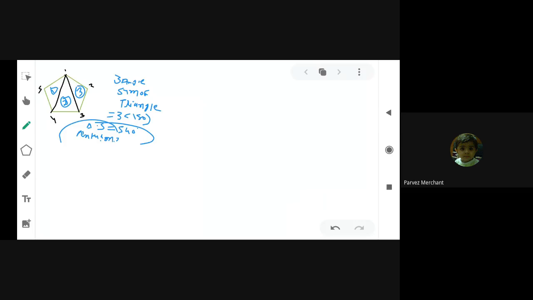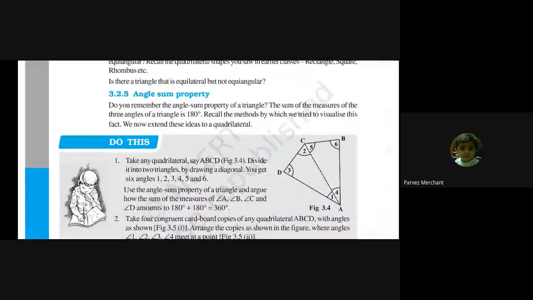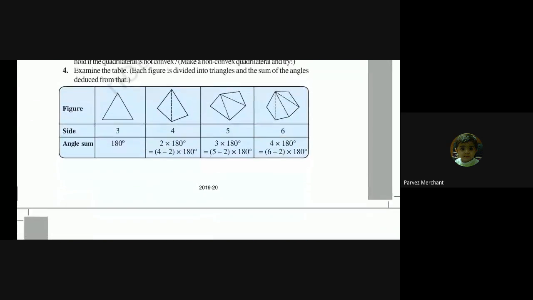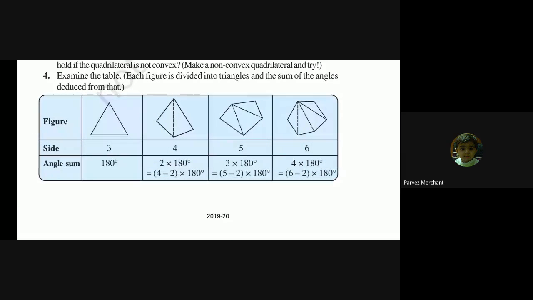Okay. So on the basis of this, we are solving exercise 3.1. And you know very well all these things. You can see question number 4. Examine the table. Each figure is divided into triangles and the sum of the angles is deduced from that. So for the first figure, a triangle is given. In a triangle, the angle sum is 180 degrees. In a quadrilateral, we divide this quadrilateral into two triangles. It means 2 into 180, it is 360 degrees.